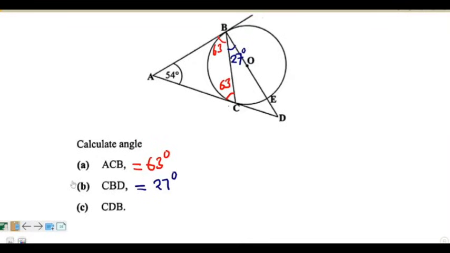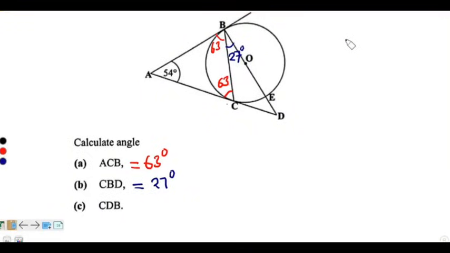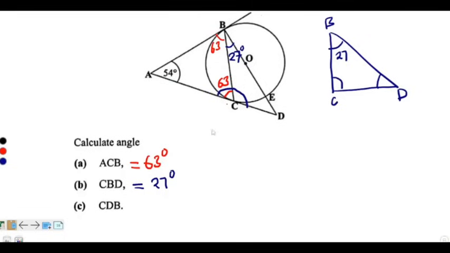In order for us to find CDB, let me redraw this triangle. It's like this. At B, we said we have 27 degrees. So we don't have an angle here. Now we are going to consider this line ACD. This line ACD is a straight line, so meaning that here we have an angle of 180. If you have 63 here, we just say 180 minus 63, you get the angle right here. I hope this is clear.